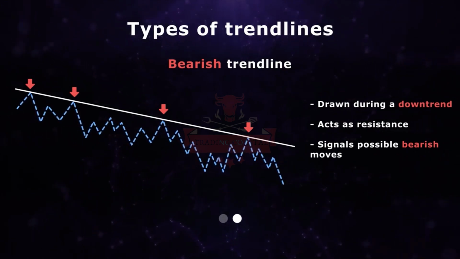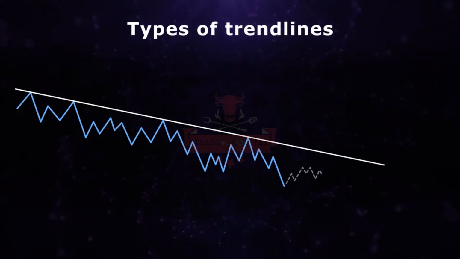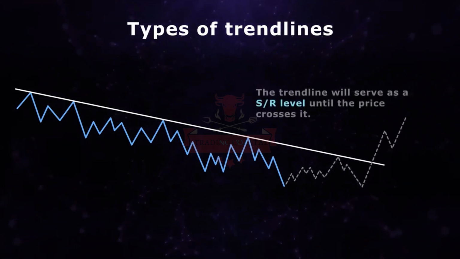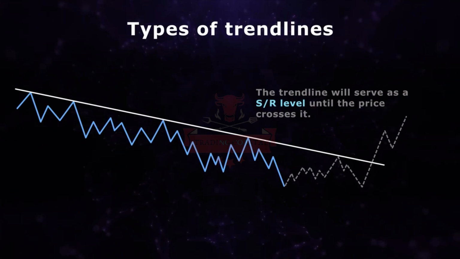top of the candles. A trend line will be drawn further into the future and serve as a key level where the trader could search for possible opportunity. This will continue until the price crosses the trend line.